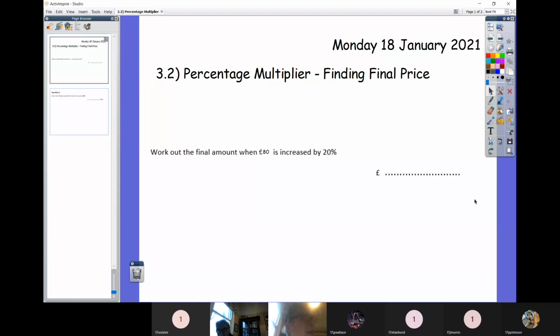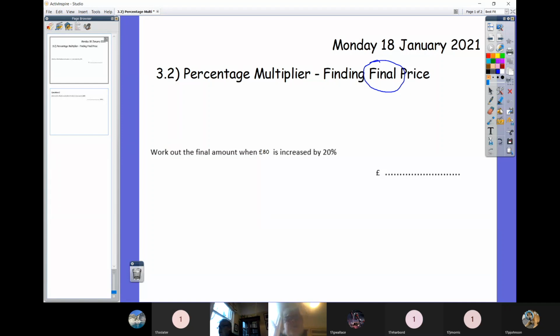Sheet than this, then I'll help you as you try those. So we're going to be using that percentage multiplier. And all of these are going to be where you're given information about the original price. Something happens to that price, so you're then working out the final price. Okay, so all of these today, we're going to be working out the final price.